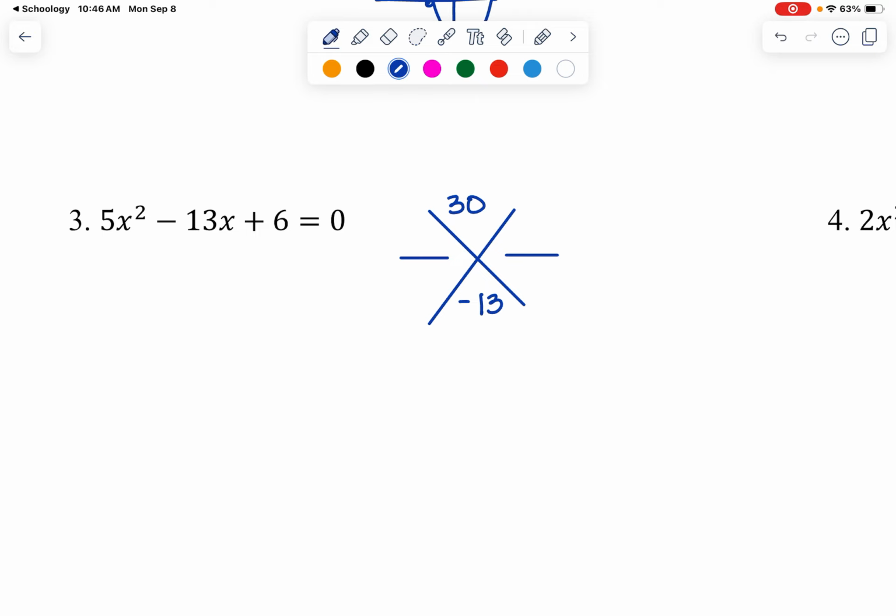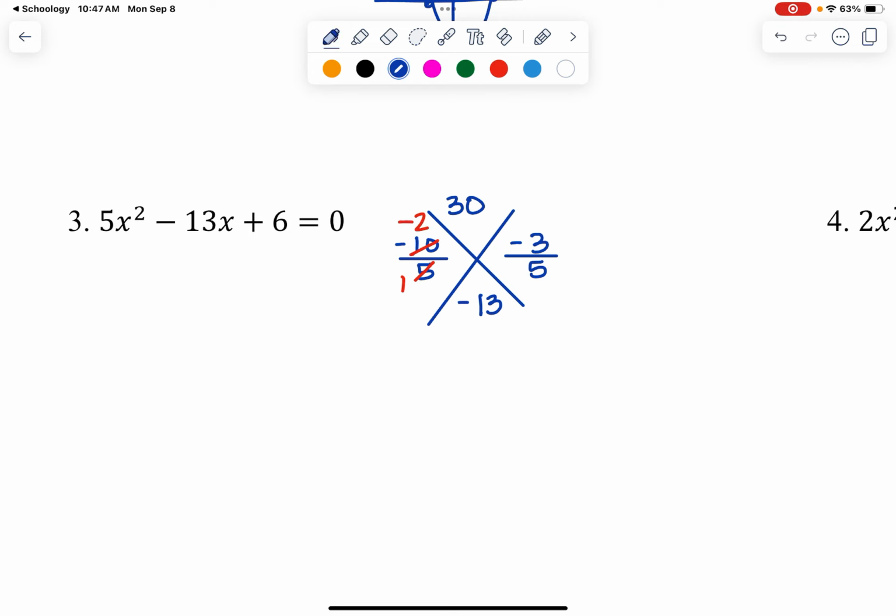So when I multiply them, I get a positive 30, and when I add them, I get a negative 13. So if I try 15 and 2, one would have to be positive and one would have to be negative, and when I multiply, I don't get positive 30 for that. So it's going to be negative 10 times negative 3. That gives me a positive 30 when I multiply, and when I add them, I get negative 13. Divide by your lead coefficient of 5. This time only one of our fractions is simplifiable, but as long as one is, you know you're okay.